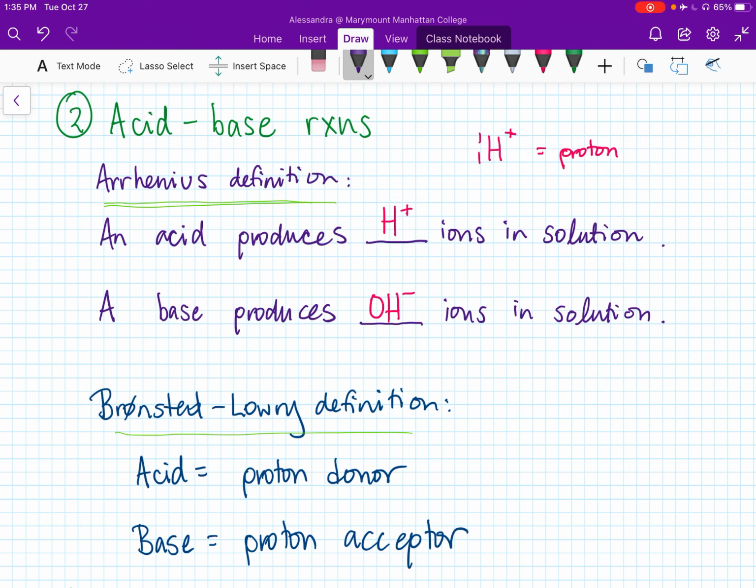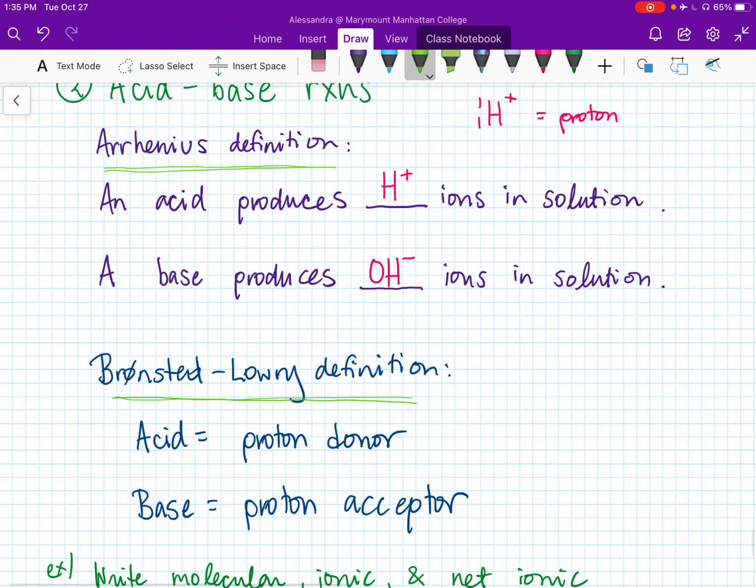The Bronsted-Lowry definition, though, is also a bit broader and maybe more useful. The Bronsted-Lowry definition holds that an acid is a proton donor and a base is a proton acceptor. So when we look at an acid-base reaction, the acid is going to be the species that gives up its proton. The base is going to be the species that accepts the proton.